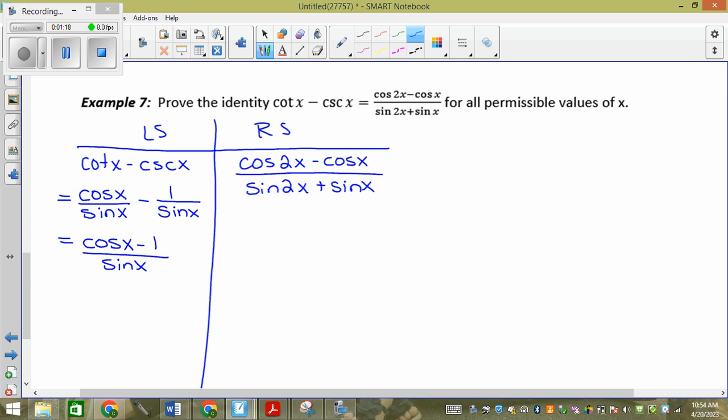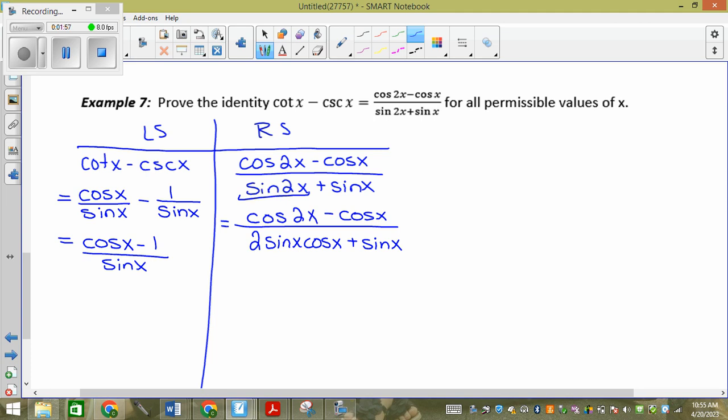Okay, the next one, the sine 2x is only one formula. There's no other options, right? I can't do anything. So I'm going to leave the cos 2x just out for now. I'm going to go minus cos x. And then on the bottom, I'm going to get 2 sine x cos x, which is what sine 2x is, plus sine x. For me, I'm going to leave the cos 2x for now. So I'm going to do something else next.